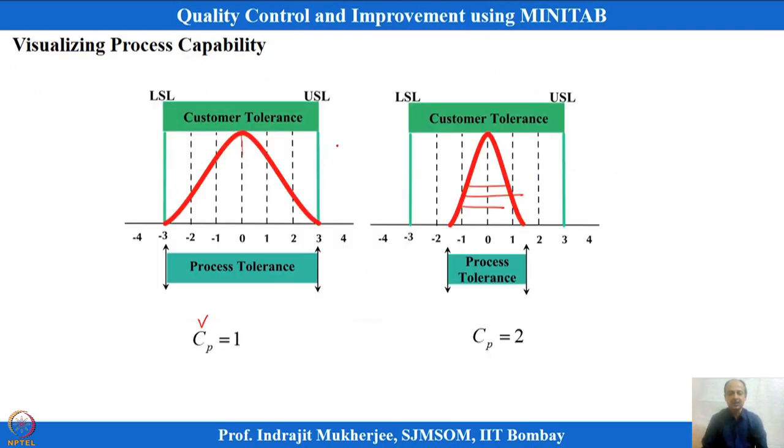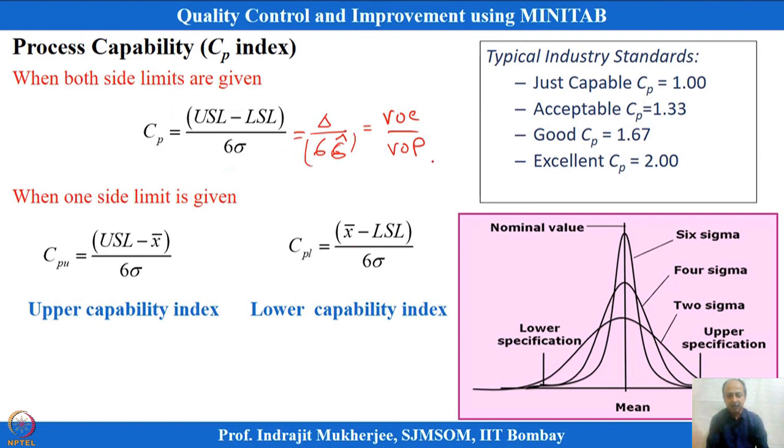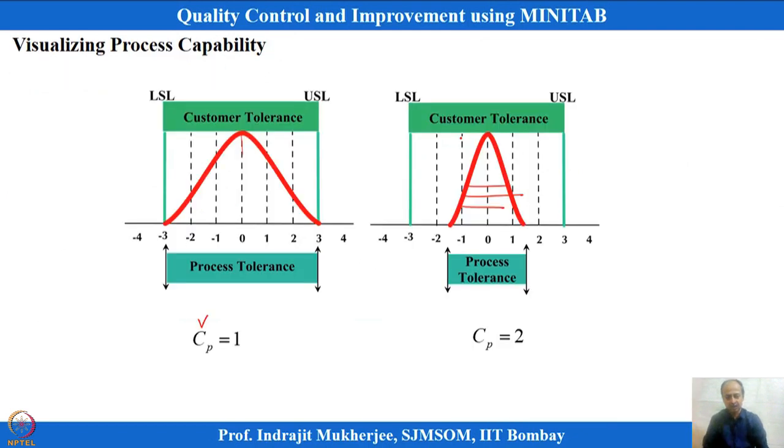So in the earlier example, my voice of the process is this much, and with my variability of plus or minus 3 standard deviations, I am using the full tolerance basically. So in this case the ratio will be the same. The voice of the customer will be exactly equal to the voice of the process. So this will be equal to 1, what you see in the earlier diagram.